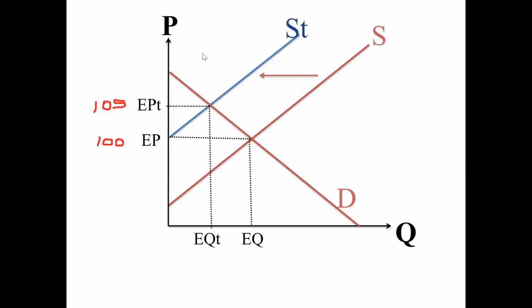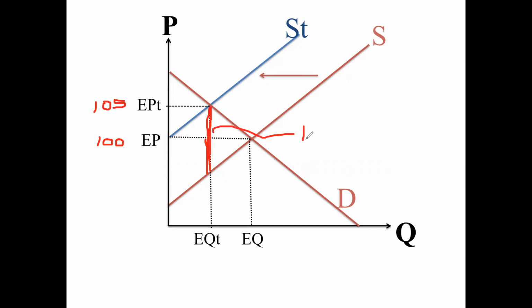Selling the product at 105 rupees. But out of 105 rupees, this is a tax, the vertical gap. We got that. Tax is always represented by the vertical gap between two supply curves. So this is going to the government.